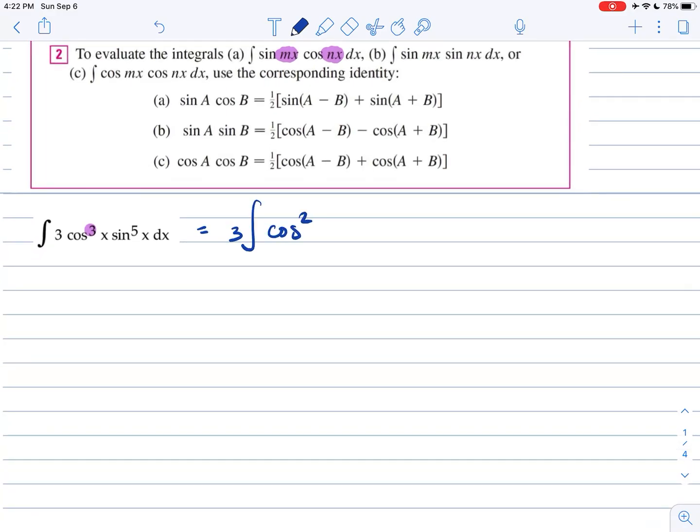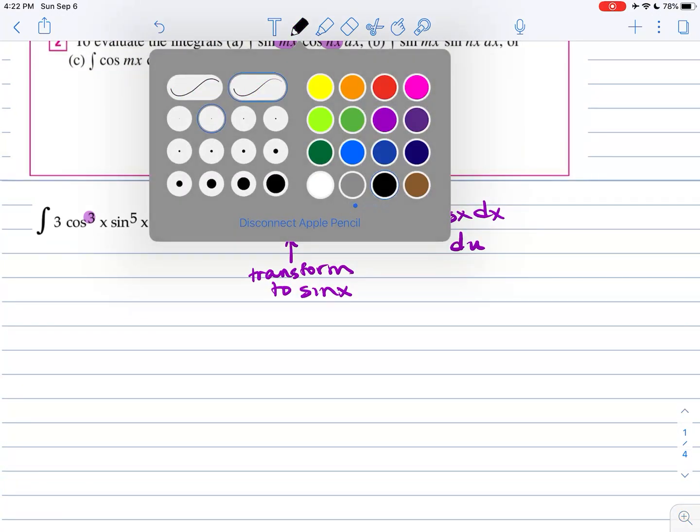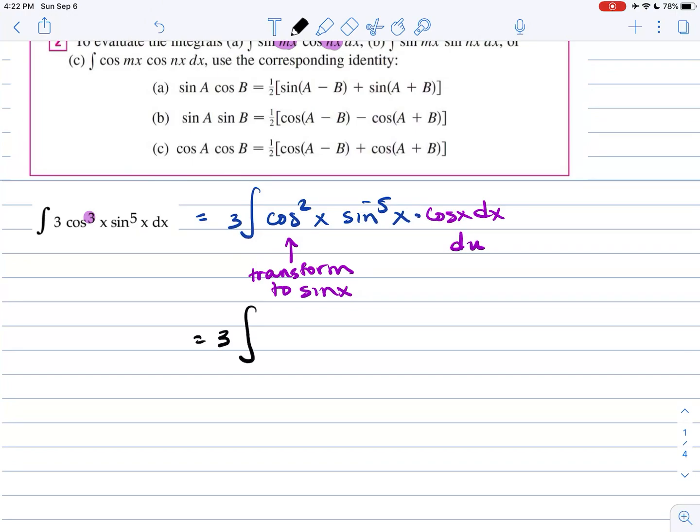So I see the constant 3, and that's going to be cosine squared x times sine to the 5th x, and I'm borrowing my cosine x dx. And I just put that there. This is part of my du. And that will tell me I want to transform the remaining part to be in terms of sine. So I'm going to say that this is equivalent to 1 minus sine squared x times sine to the 5th x times cosine x dx. And all I have done is changed my cosine.